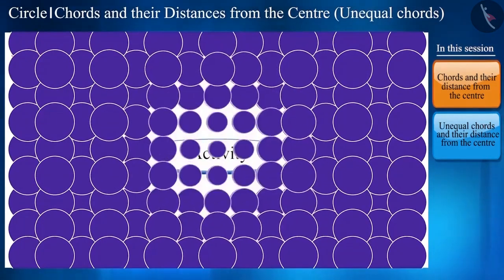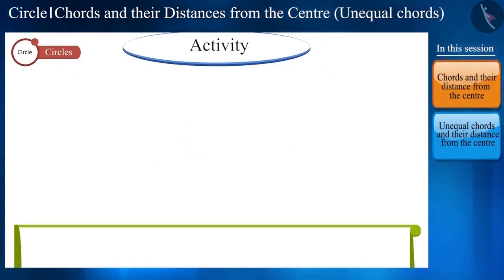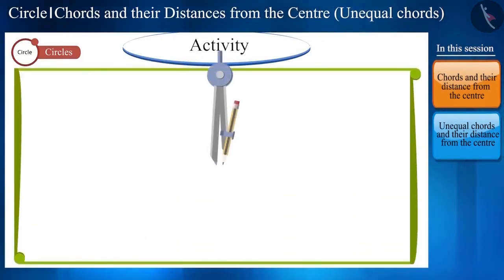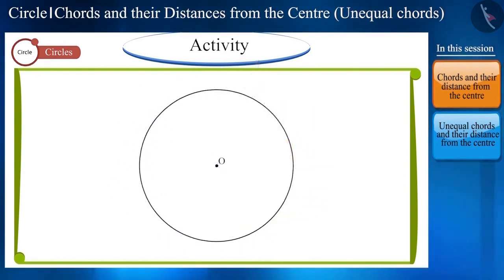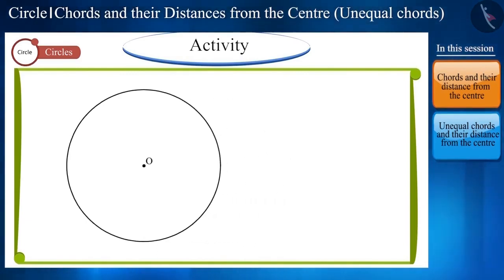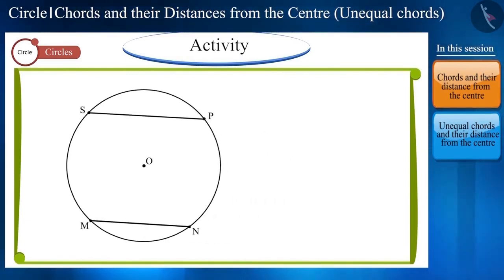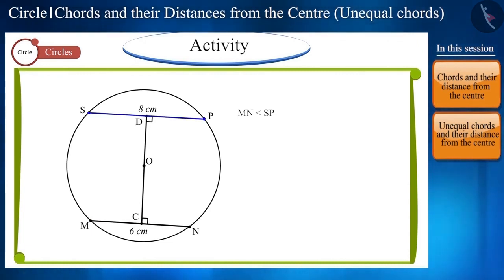Let's understand this process through an activity. Draw a circle with radius 5 cm whose center is O, and draw two chords MN and SP whose lengths are 6 cm and 8 cm respectively. Here, we have taken two unequal chords. Now, draw perpendiculars from the center on both these chords, which intersect MN at point C and SP at point D.